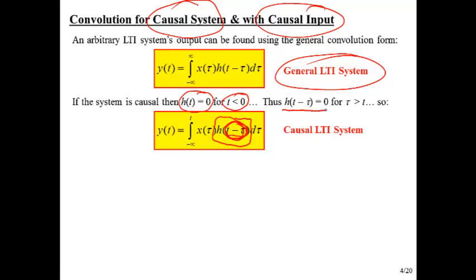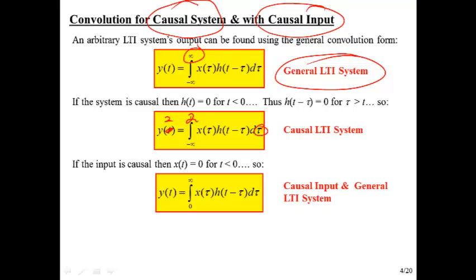So h of t minus tau is equal to 0 whenever its argument is less than 0. So when t minus tau is less than 0, that means whenever tau is greater than t. So as we're integrating over tau, as soon as we get tau up to the value of t, we stop. Again, if I were to put in 2 there, I would only have to integrate up to 2, not to infinity. So that's when I have a causal system. My impulse response is 0 for negative t.